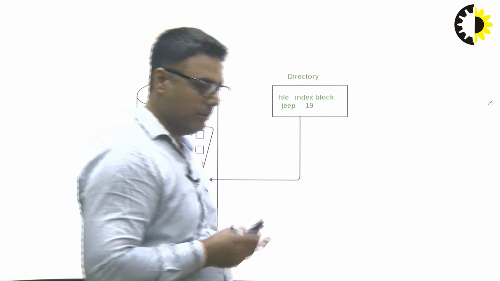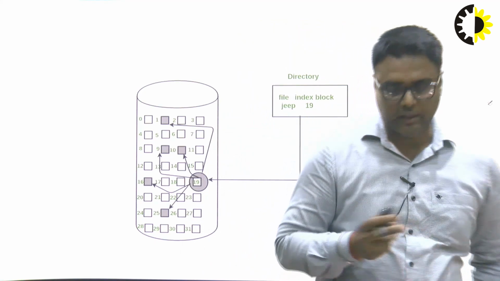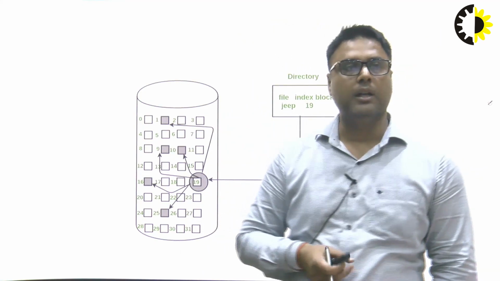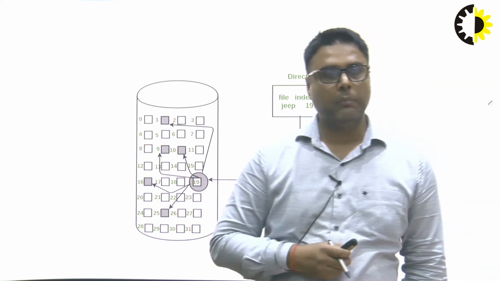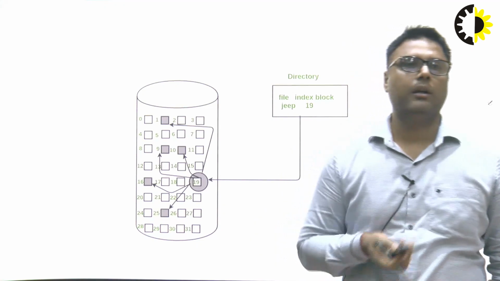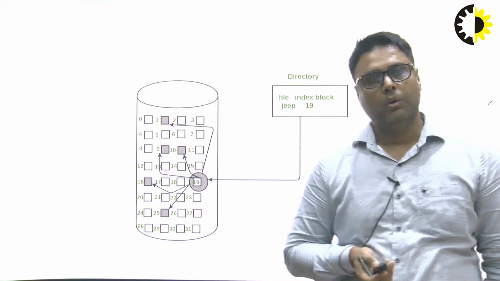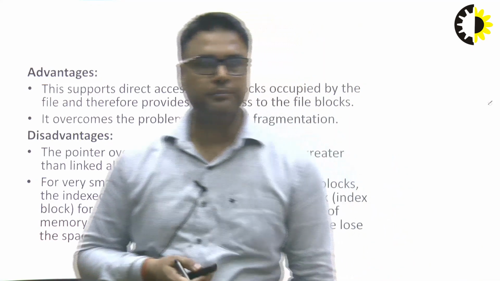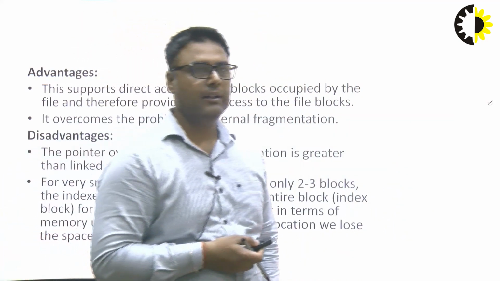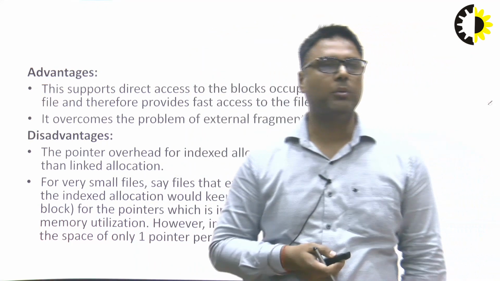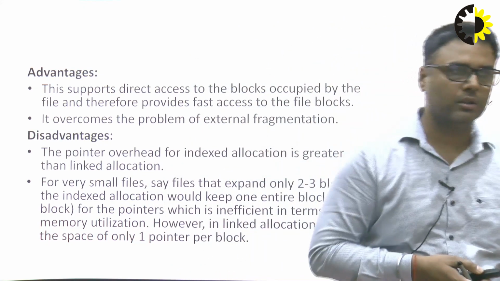So this is the difference from linked list to index. In index allocation, I create one index block where the data pointers are available, and where the data is stored on the whole disk is mentioned in the block. Some advantages: it supports direct access to the blocks occupied by the file and therefore provides fast access to the file blocks. It overcomes the problem of external fragmentation.